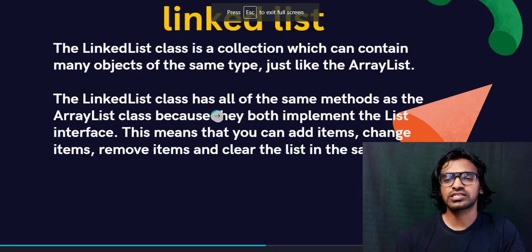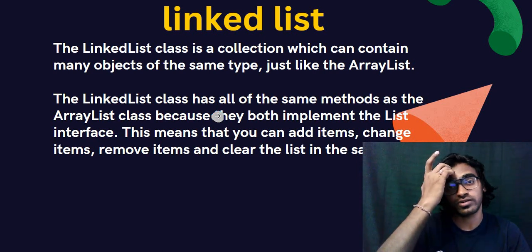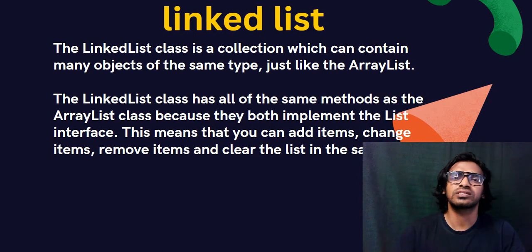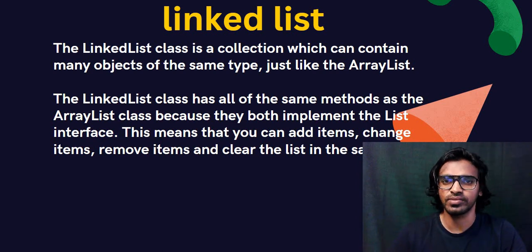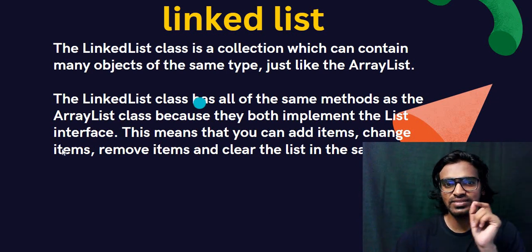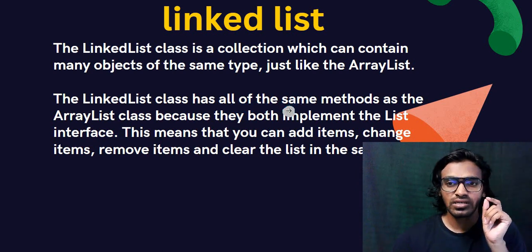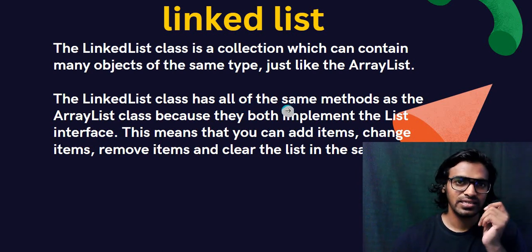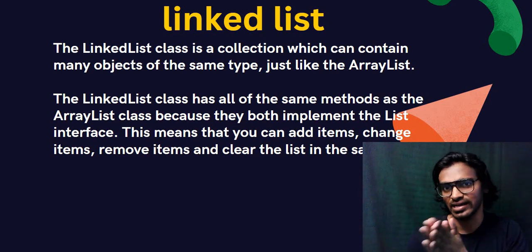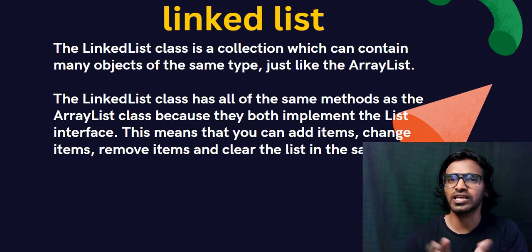First of all we will know about the linked list. If you are following my videos from the start, then you will already know what a linked list is. Otherwise don't worry, we are going to learn it from scratch in this video also. So you can see here, the linked list class is a collection which can contain many objects of the same type, just like an array list. If you have studied the array list, you can easily handle the linked list also, because the methods we have used in array list, the same methods we are going to use in linked list, because they both perform the same thing.